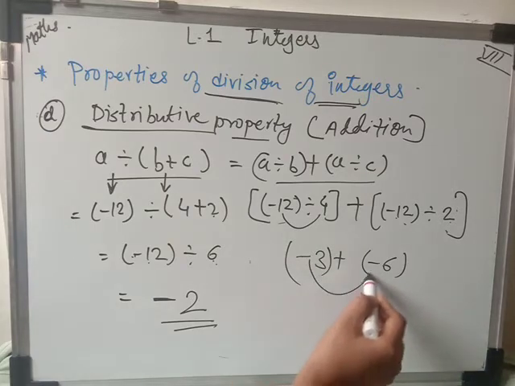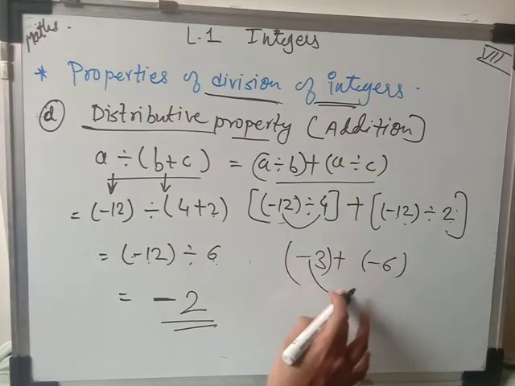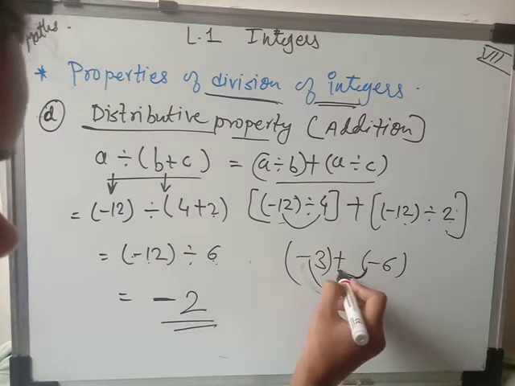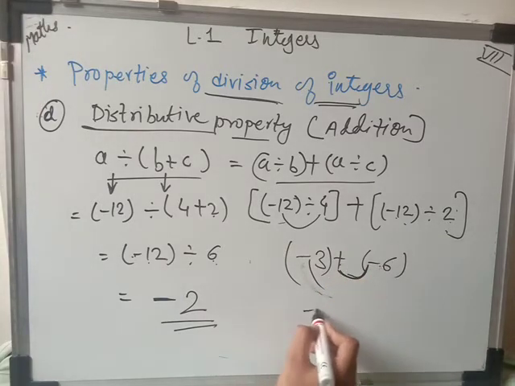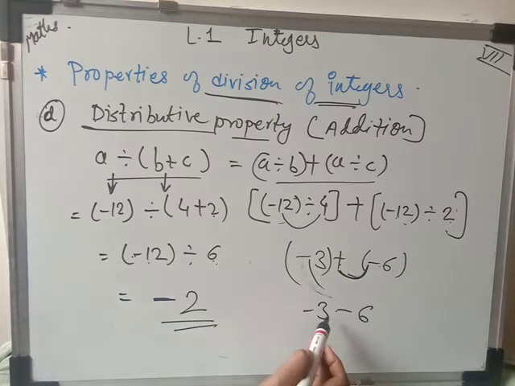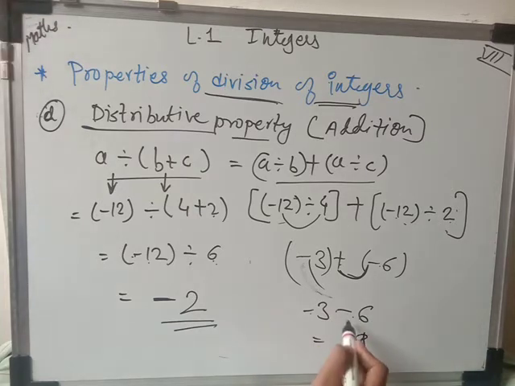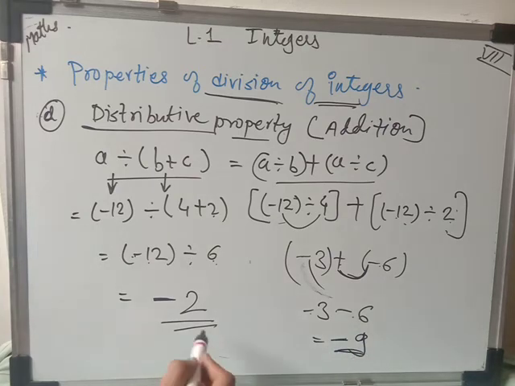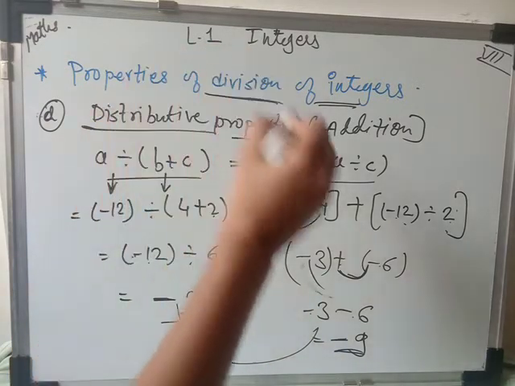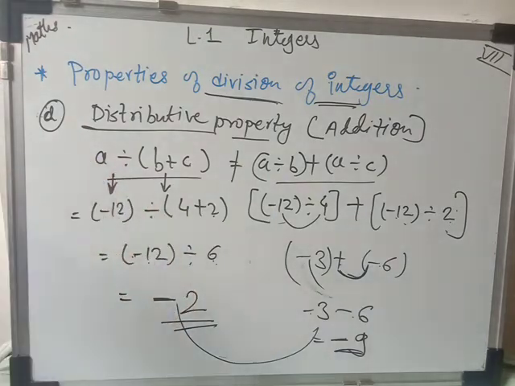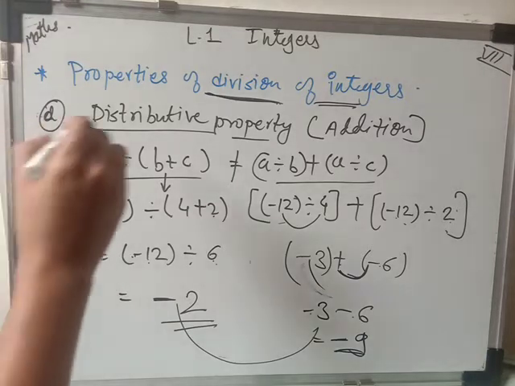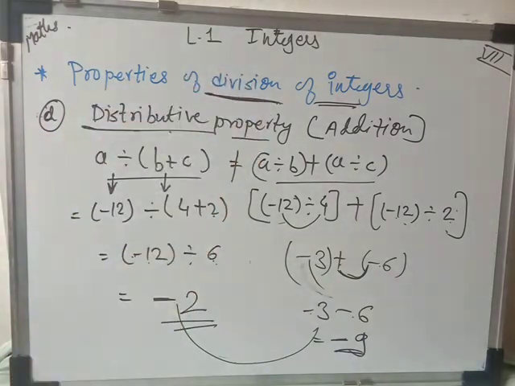Now we are adding the two negative integers. So we have to change the sign of the second integer: plus minus becomes minus. So minus minus, we have to do the addition. 3 plus 6 is equal to 9, and we give the sign of the bigger number, so we got minus 9. Both values are not equal, so we can say this equation is not equal to this one. So this property is not valid for the division of integers. This property will not work for the division of integers.